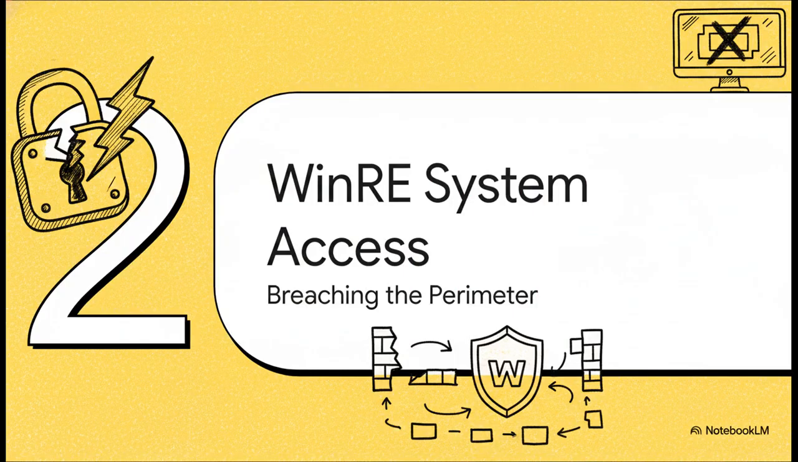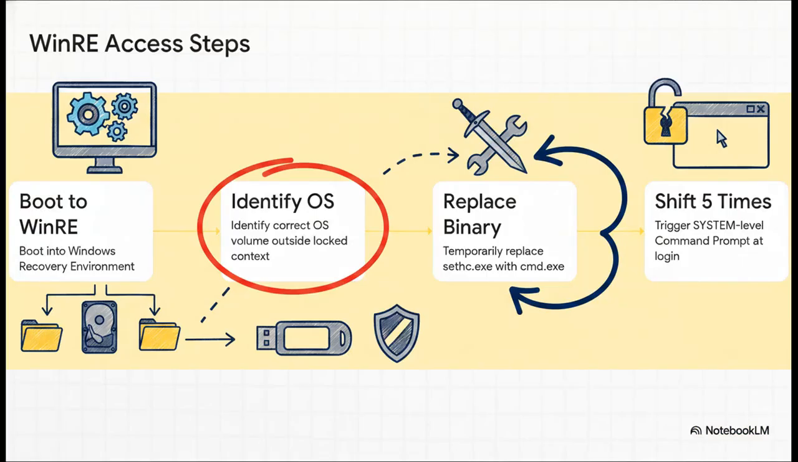Moving on to Part 2, WinRE and System Access, Breaching the Perimeter. Okay, to execute our WinRE commands, first, boot the machine directly into the Windows recovery environment and identify your correct OS volume. Now, before going any further, and I cannot stress this enough, always back up user data while offline, because we're about to manipulate system binaries. You absolutely need an offline copy of critical files on an external drive just in case things go sideways.